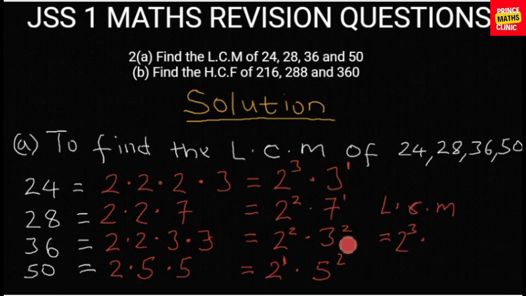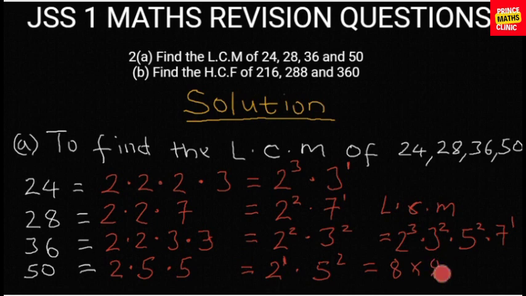3 here, the one with the highest power is 3 to the power of 2. Good. Then the next is 5. 5 to the power of 2. Good. Then the last is 7 to the power of 1. Good. So 2 to the power of 3 is 8.